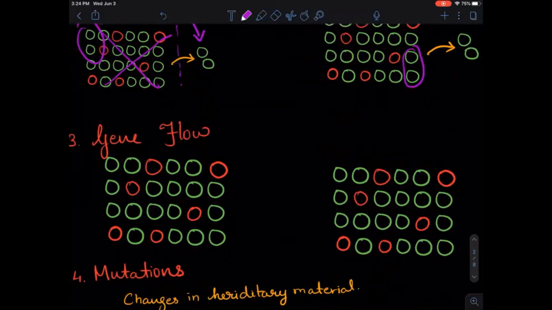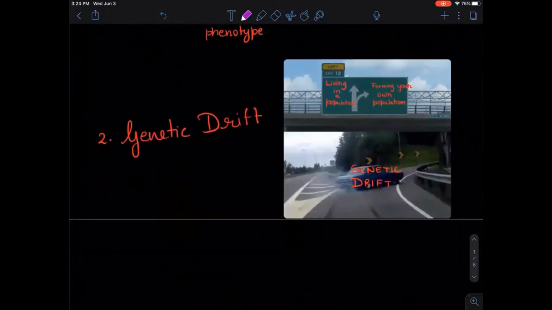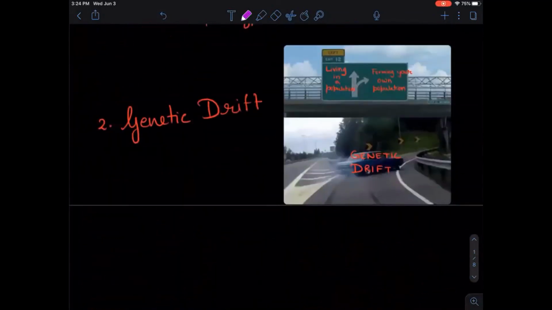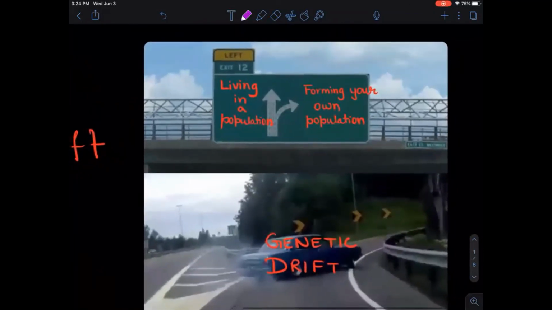The next method is gene flow. In this, two populations exchange individuals and therefore alleles and traits. So it's like organisms are flowing from one population to another. It is important to notice the difference between genetic drift and gene flow. That's where the meme comes in. In gene flow, populations are still living in a pre-established population.